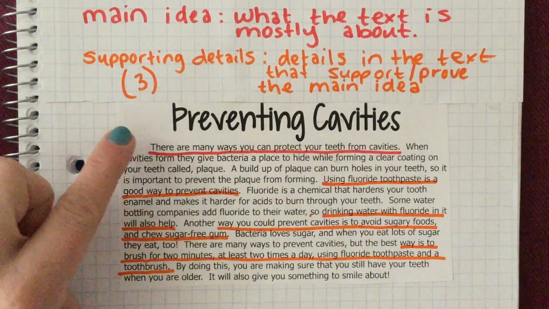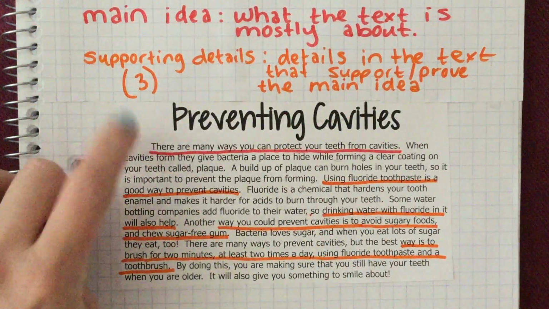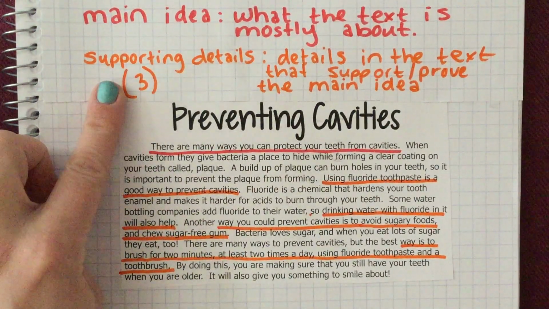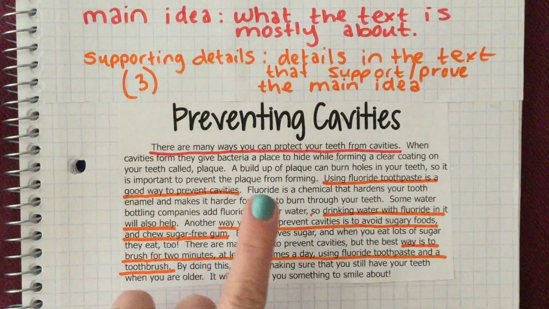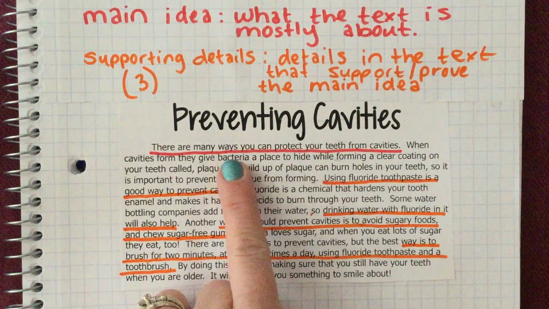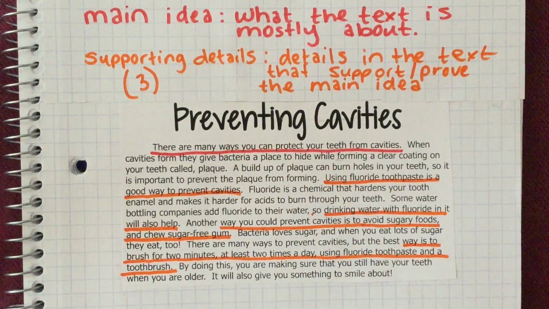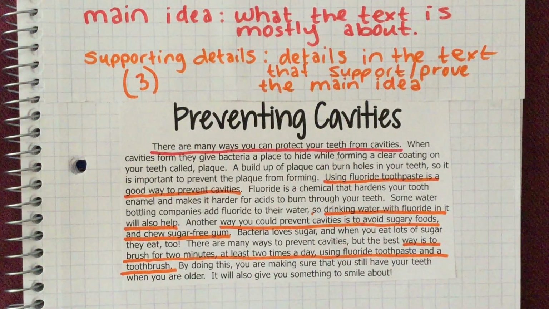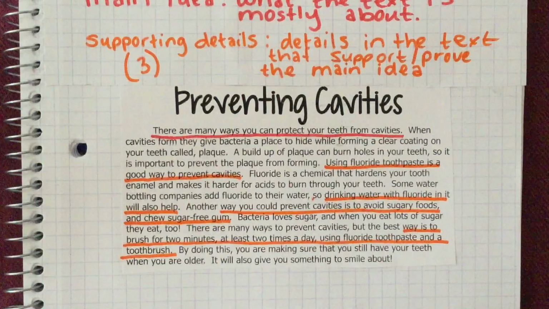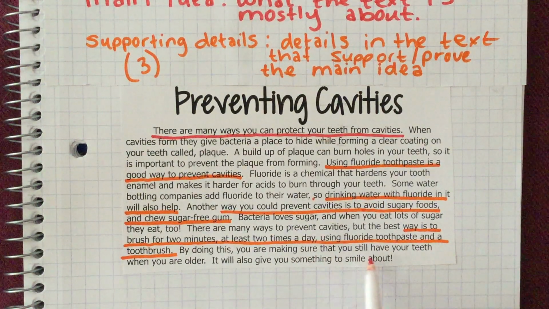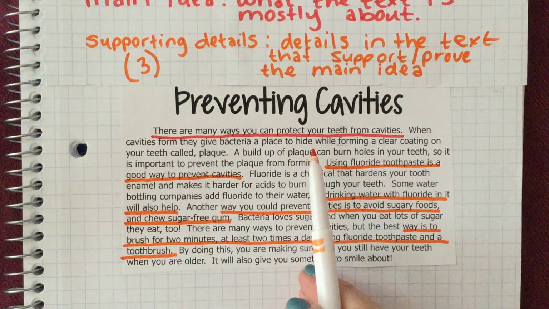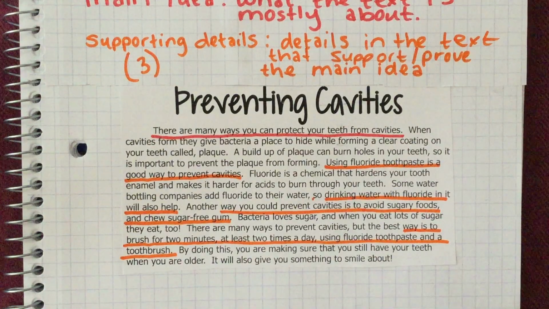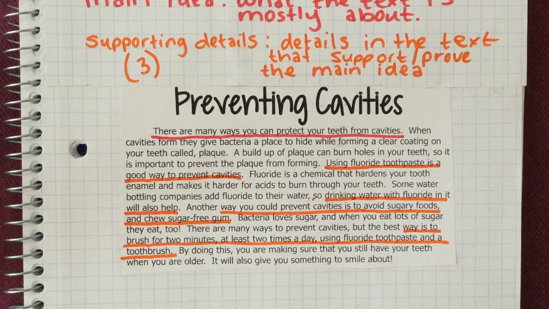So this tells me that this is in fact our main idea because there are at least 3, and of course in this case there are 4 details that support this, ways you can protect your teeth from cavities. Let's look at this last one to see if it's another supporting detail. By doing this, you are making sure that you still have your teeth when you're older. Now that's really important because you don't want to lose your teeth, but is that a way you can protect your teeth from cavities? No, it's just telling us probably why you want to protect your teeth from cavities.